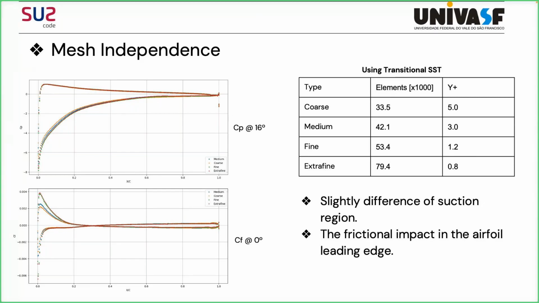In the mesh independence analysis, the number of elements and the first layer height were gradually changed, resulting in a small difference in the behavior of the flow. In this Cp distribution at 16 degrees, we can observe a small difference from 0 to 0.4 of the chord, showing better capture of the suction region by the fine and extra fine meshes. Further, a greater friction was captured at the leading edge, mainly due to the refinement near the wall. Since these results show a trivial variation between the fine and extra fine configurations, the posterior results were performed with the fine mesh.